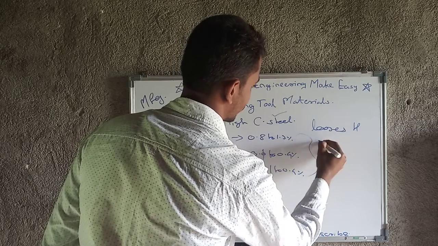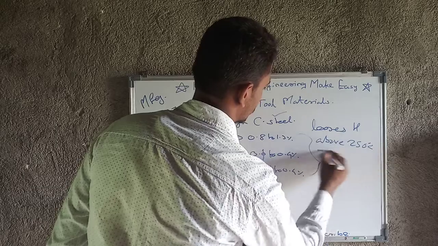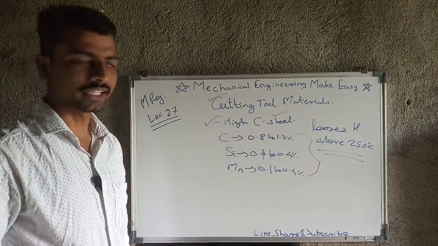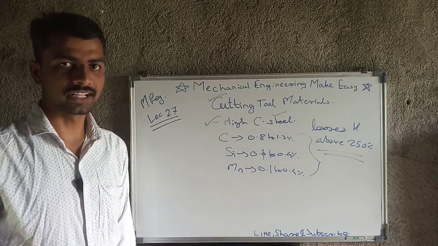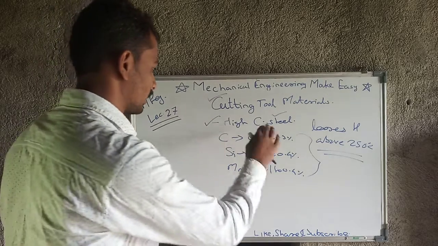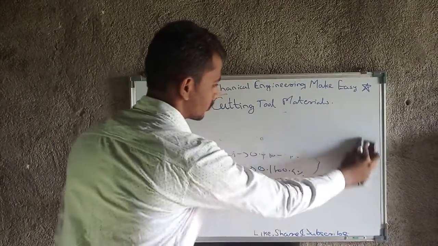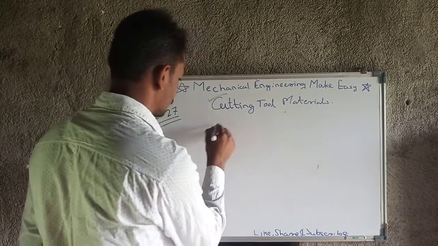It loses hardness above 250 degrees Celsius. This is the negative point of high carbon steel. That's why if we are going to reach temperatures above 250 degrees Celsius, we will not prefer high carbon steel. Then we will look towards the next material, which is high speed steel.